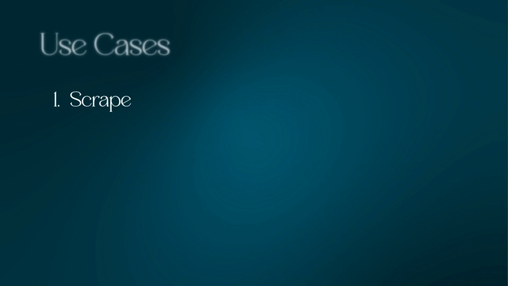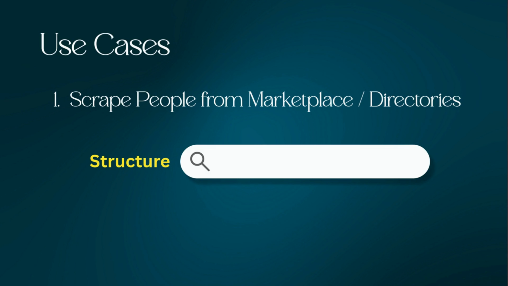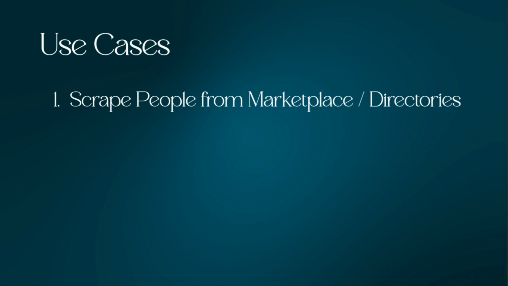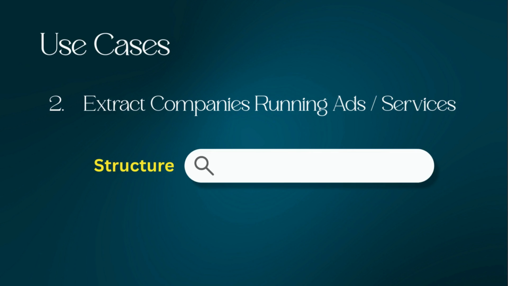Number 1, scrape leads from marketplaces and directories. The example structure looks like site colon clutch.io, in quotes SaaS. Now you are pulling companies listed on Clutch, only SaaS-related pages. Number 2, extract companies running ads or services. The example structure looks like site colon linkedin.com/company, in quotes software. It's used to identify companies and enrich your GTM list.